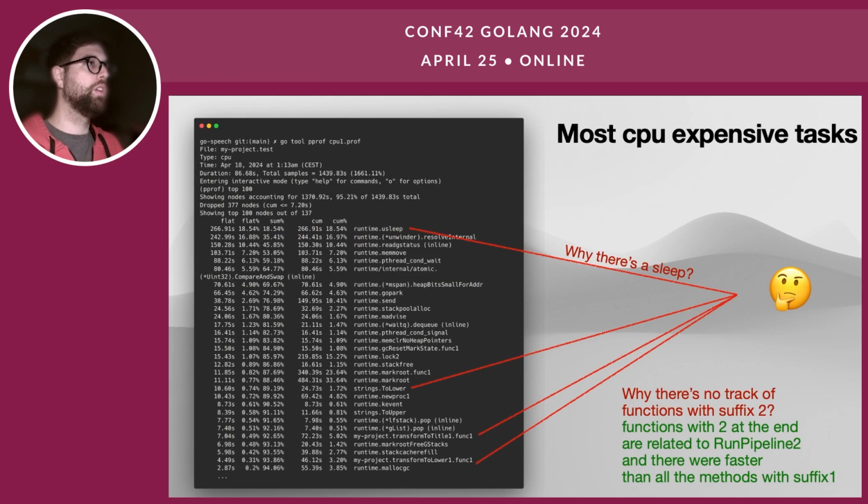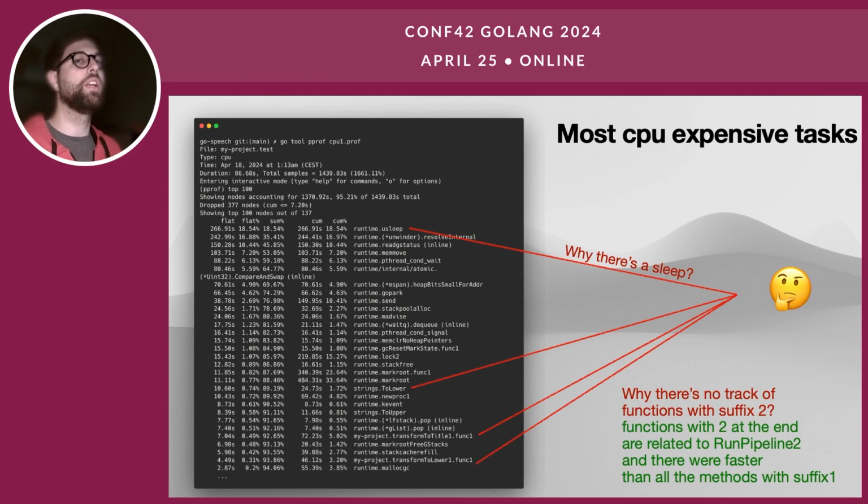Okay, so using this command, I'm inside the pprof and I can run the top 100 command. The top 100 command gives me the 100 most CPU-expensive tasks, and I can see, for example, that there is a sleep, and we have the strings.lower function.